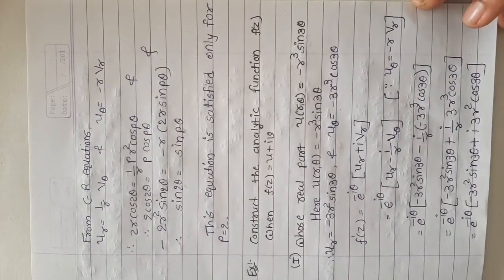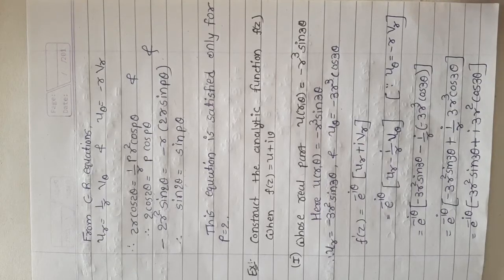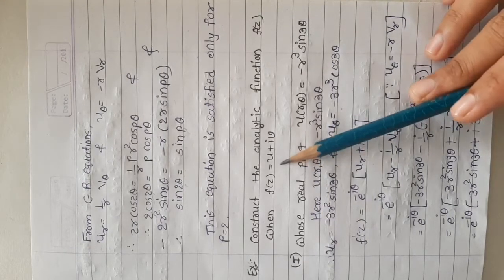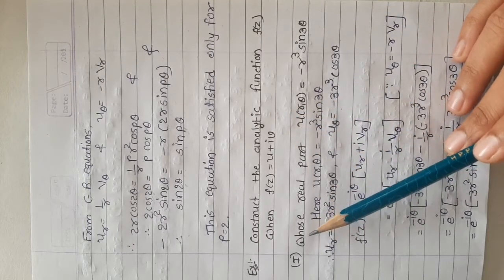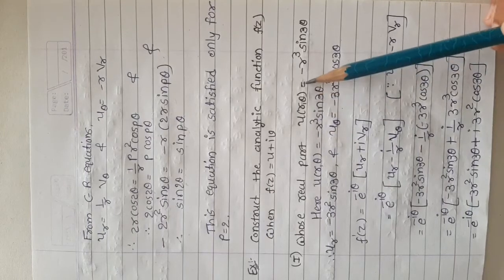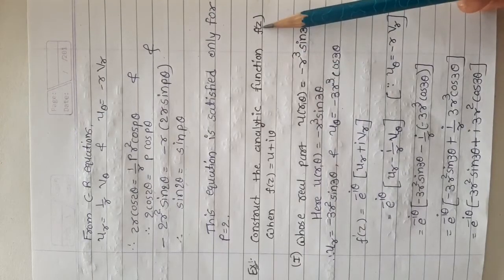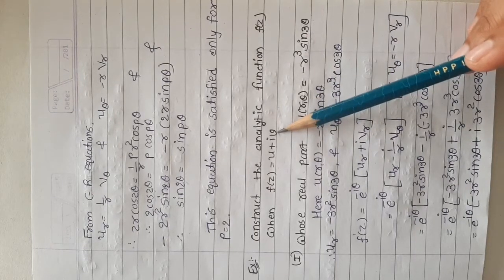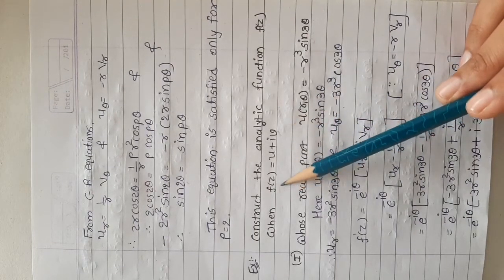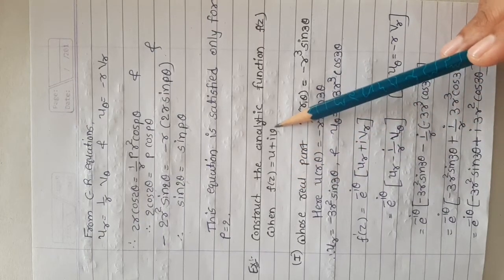Now, next example: construct the analytic function f(z) where f(z) = u + iv, given that its real part u(r, θ) = -r³ sin 3θ. Here we are given u, so we have to find the value of v and find the whole function f(z) = u + iv.